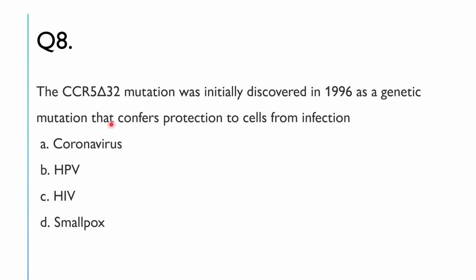The CCR5 delta 32 mutation was initially discovered in 1996 as a genetic mutation that confers protection to cells from infection. Option A, coronavirus; B, HPV; C, HIV; D, smallpox. Please try to answer this question and we will discuss in 2 minutes.